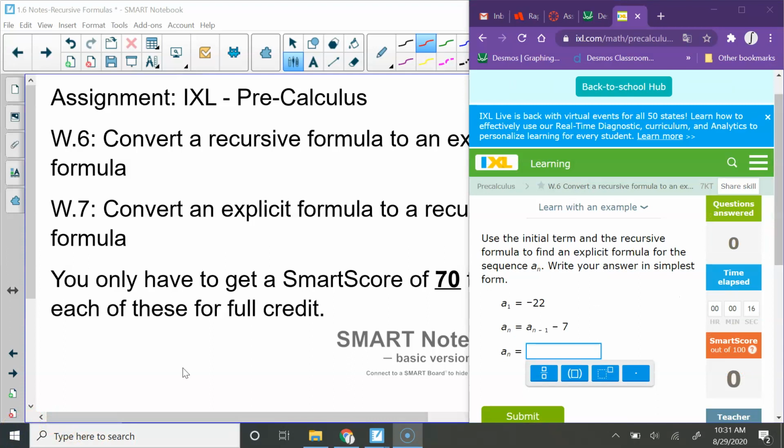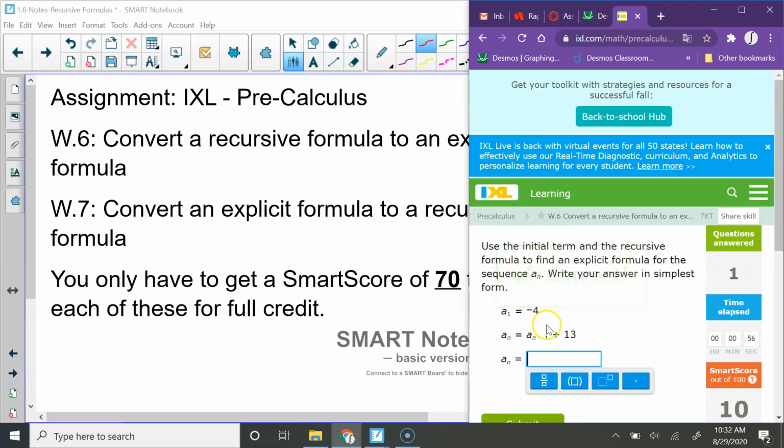And that will be what you get whenever you get those constant terms. That was on W7. On W6, you're going to see problems where you have the recursive and you're going to turn it into an explicit. Notice here, they give you a sub 1. So this is arithmetic. So negative 7 is your slope. So you're going to have negative 7n. But this is not your a sub 0. So you've got negative 22. You had to subtract 7 to get each term, so you're going to have to add 7 to get back to a sub 0. So if you do negative 22 plus 7, you'll get negative 15. So that y-intercept would be negative 15 for that one.